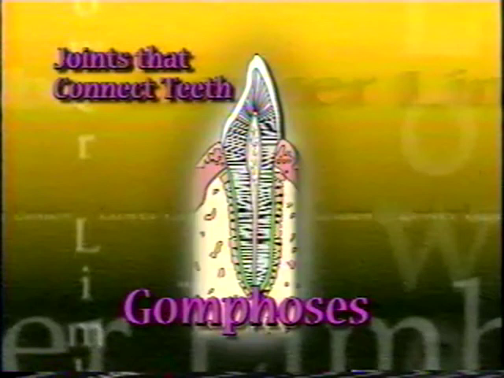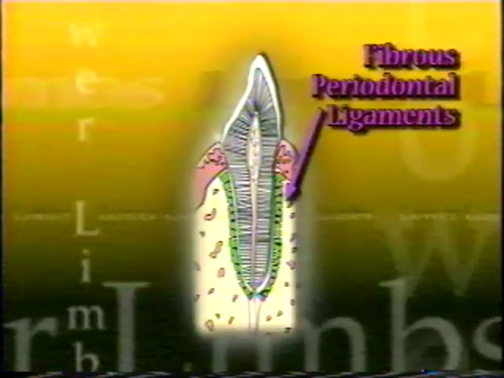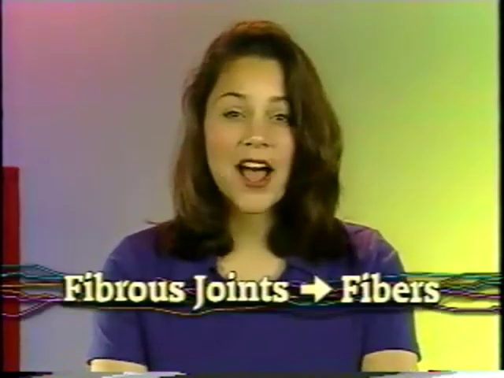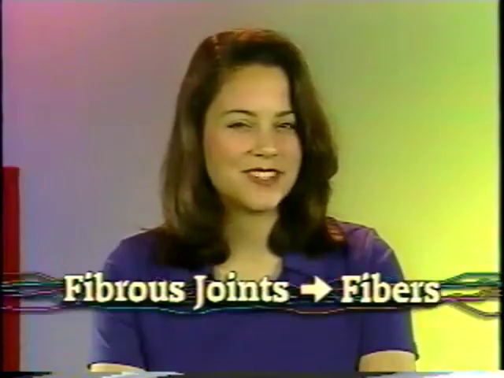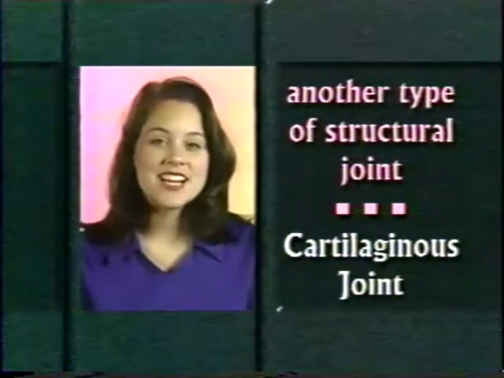Another cool fibrous joint is the Gomphoses. Gomphoses are the joints that connect the teeth to their tiny bony sockets in the jaw. They are attached with fibrous periodontal ligaments. Are you catching a trend here? Fibrous joints use fibers.